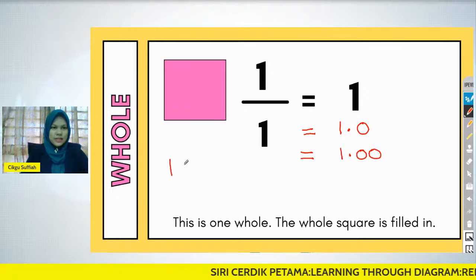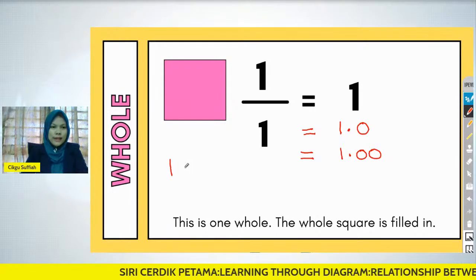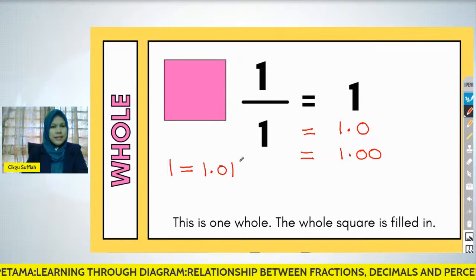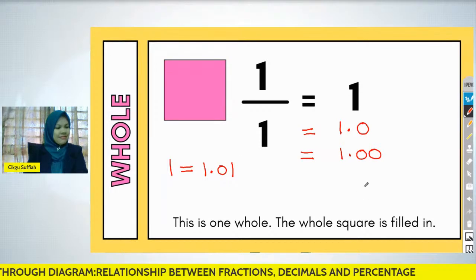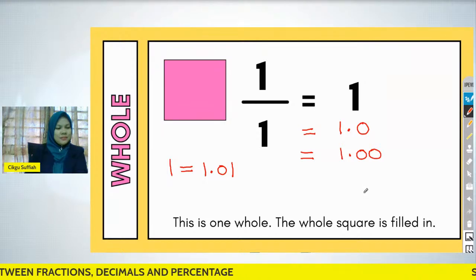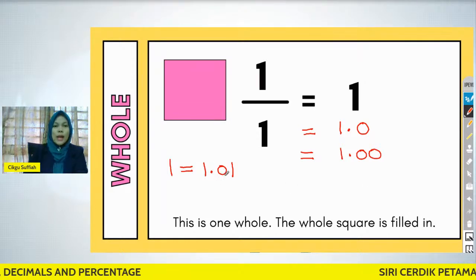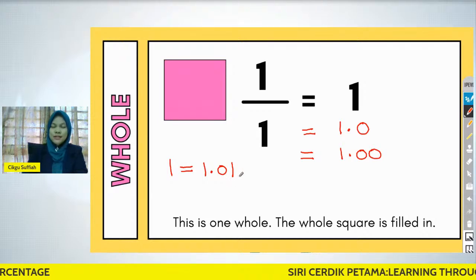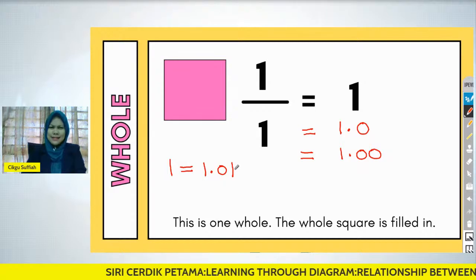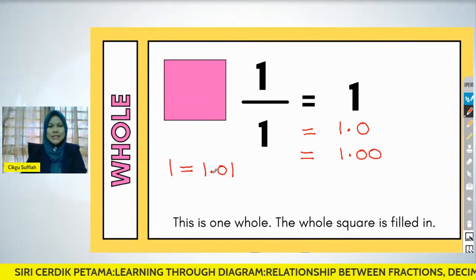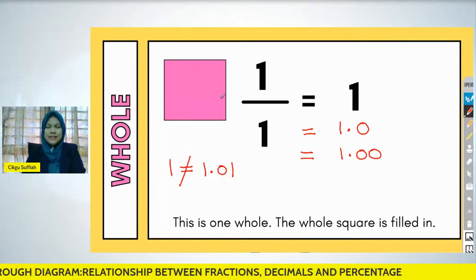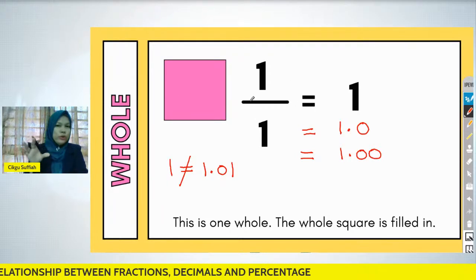But this is not the same. Let me ask you something. If I put 1 equal to 1.01, is it equal? No. Because I add the digit 1 behind, it's not equal. This is not the same value. So this is the first thing you need to know about a whole number.